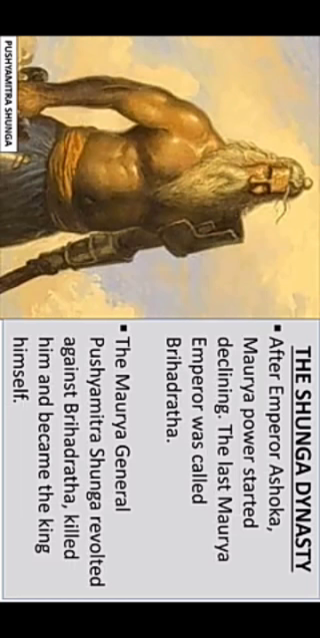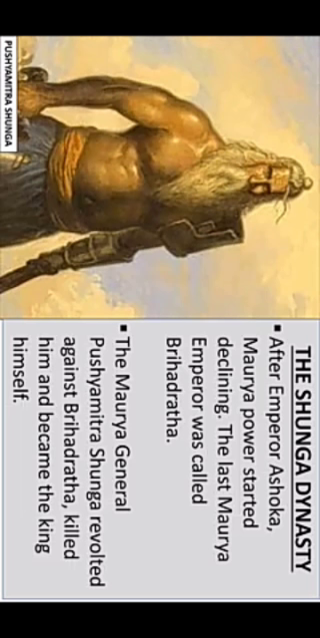Students, Emperor Ashoka ruled the Maurya Empire till his death. After him, many new emperors ruled the Maurya Empire. The last emperor of the Maurya Empire was Emperor Brihadatta. His own army general named Pushyamitra Shunga revolted against him.